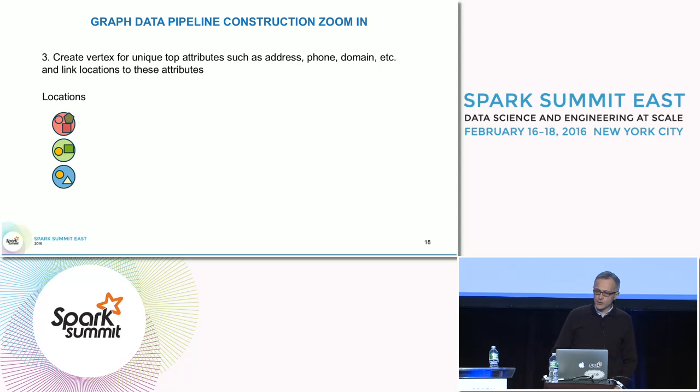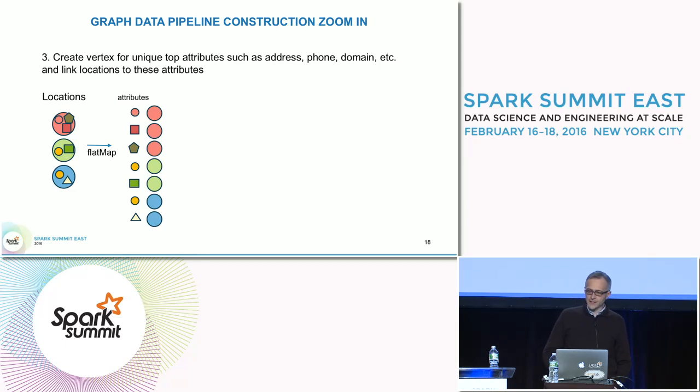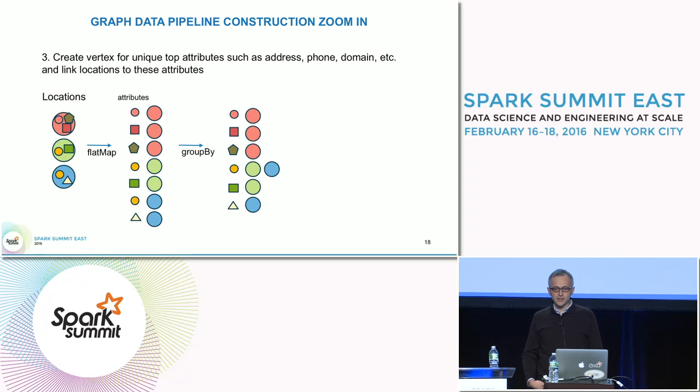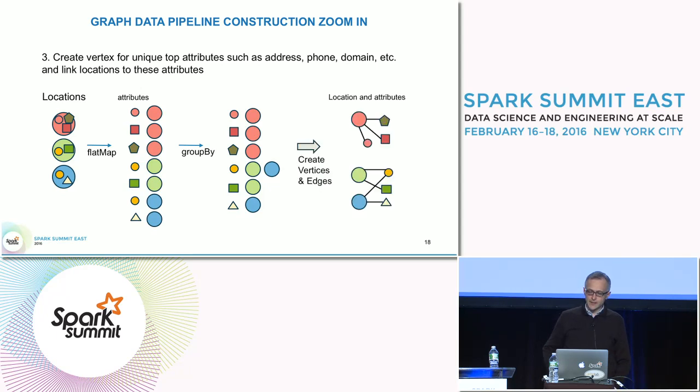We start with locations containing attributes, represented to the left. We use flat map to get locations keyed by attributes. We then do a group by, which groups locations per attribute. We can see that in this example, blue and green locations share a common attribute. We then create vertices for the attributes and edges based on location to attribute relationships, and we end up with the graph to the right. At this stage, we have created a graph of locations along with the attributes.